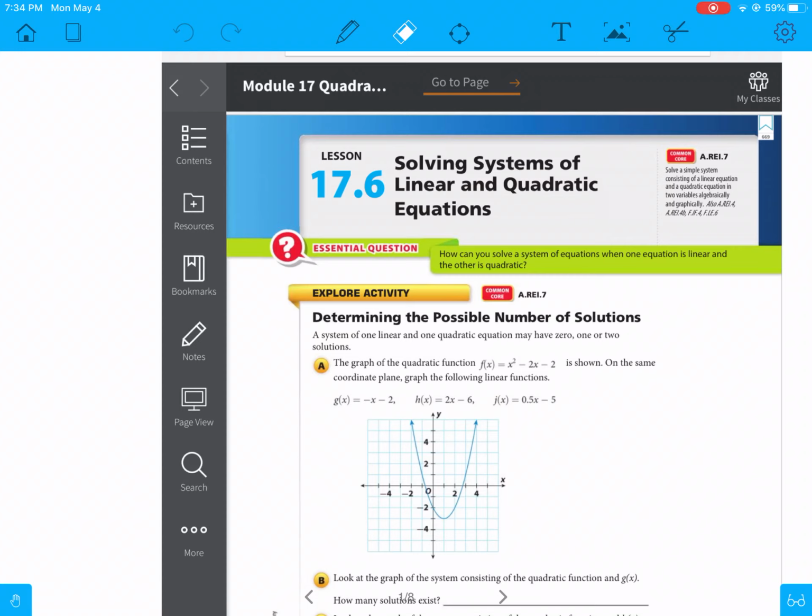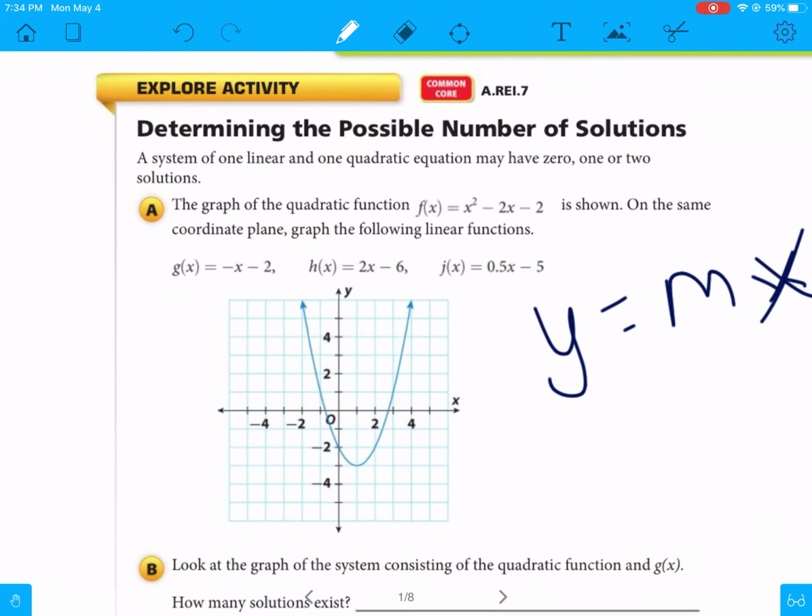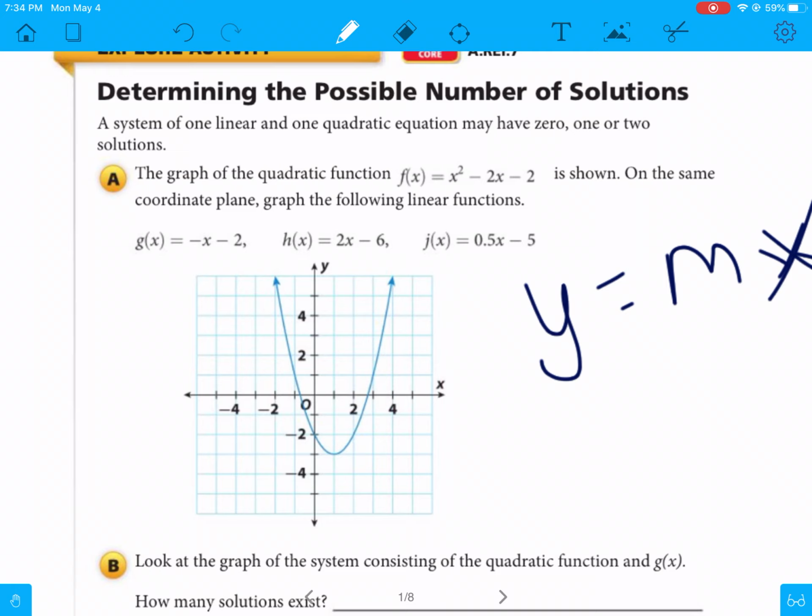Alright, so we're going to talk about Module 17.6, which is solving systems of linear and quadratic equations. If you remember, the linear equation is basically a straight line. So you have your y equals mx plus b, where b is your y-intercept and m is your slope. And then the other ones are just the quadratic equations. So if you want, they've already graphed the quadratic equation there.